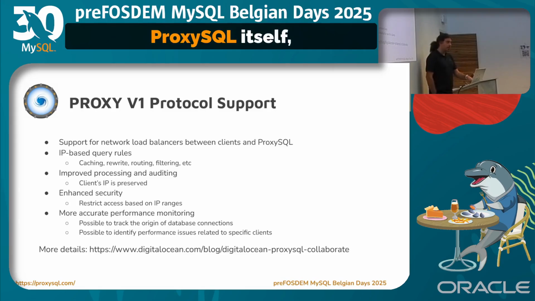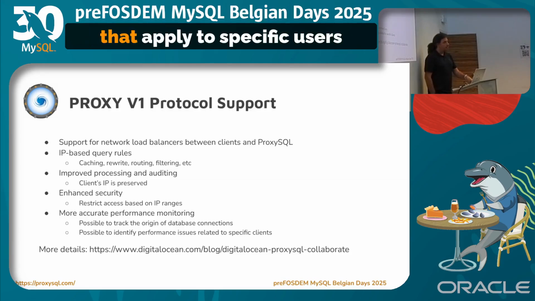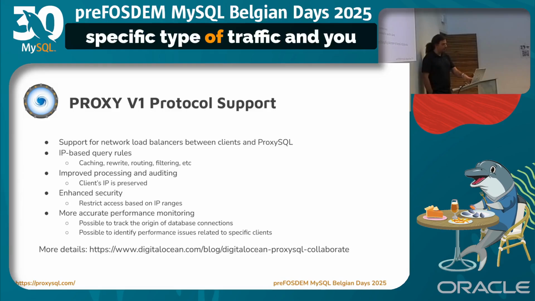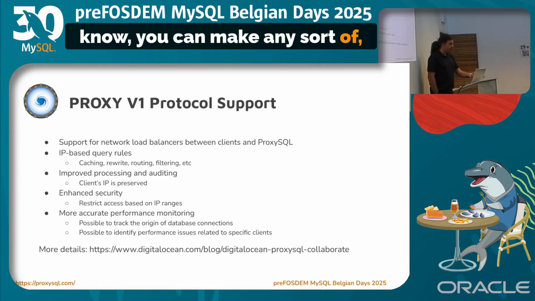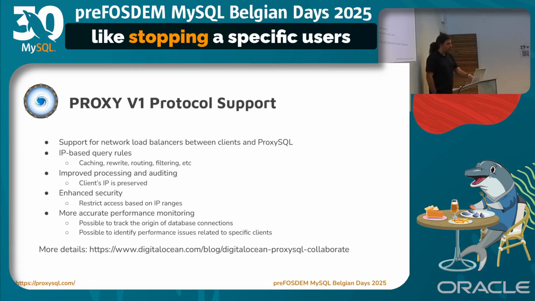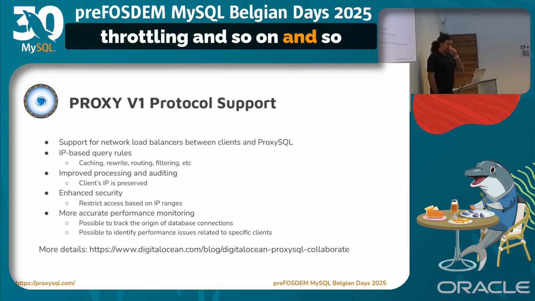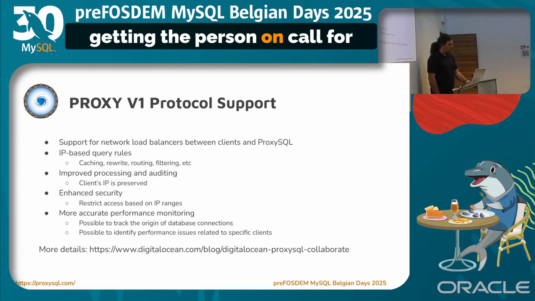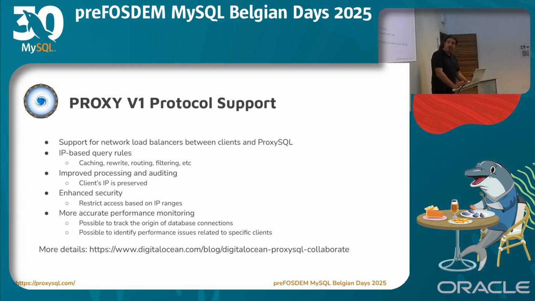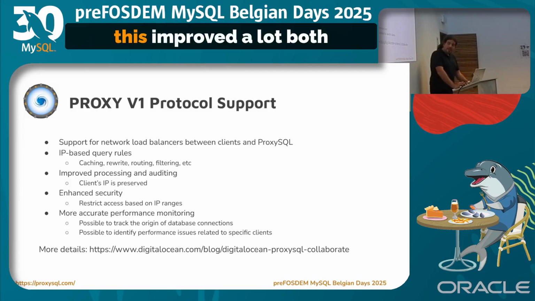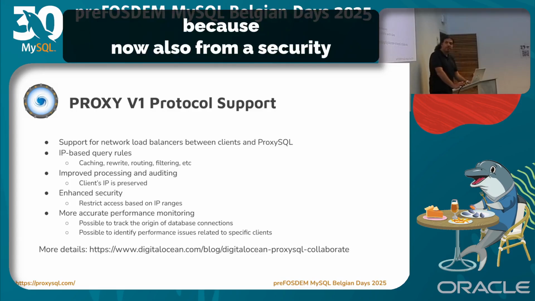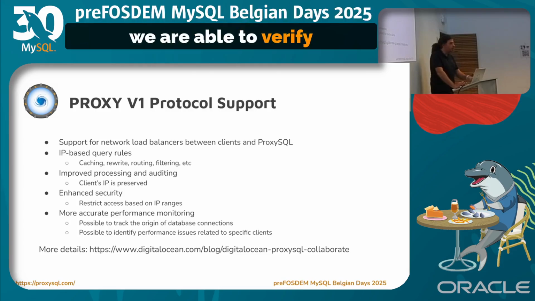And this means that from ProxySQL itself, you will be able to create rules that apply to specific users and not to others. You are able to identify which users are sending one specific type of traffic, and you can take any sort of action, like stopping specific users or queries, throttling, and so on, or just getting the person on call for that specific service. So yes, this improved a lot both observability and security, because from a security point of view, we'll now be able to identify which is the client.